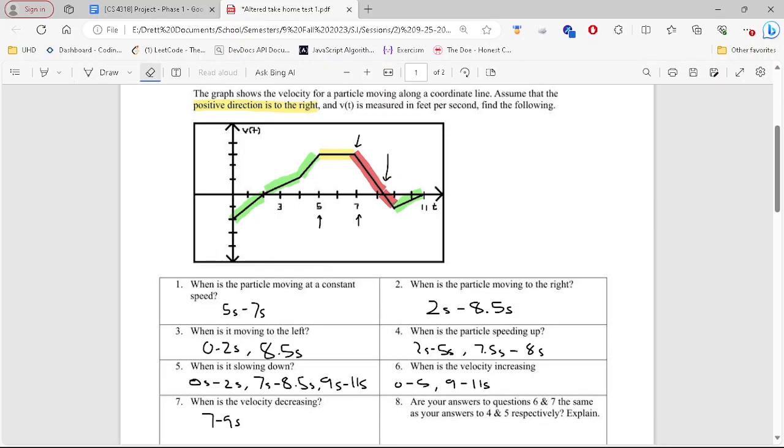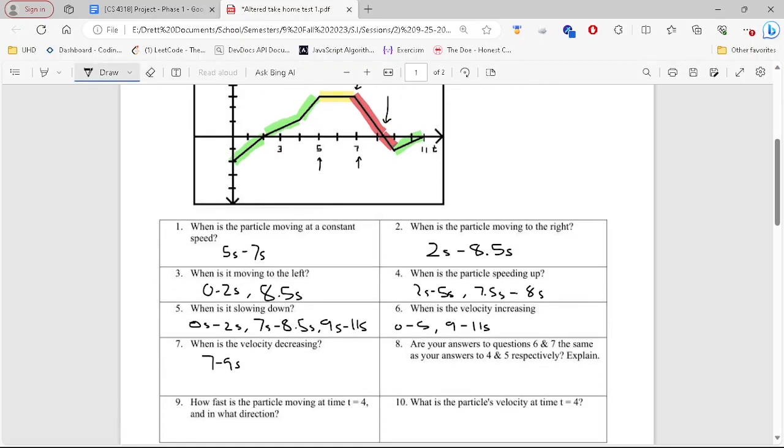So we've established that speed and velocity are not the same. Change in speed and change in velocity are not the same.